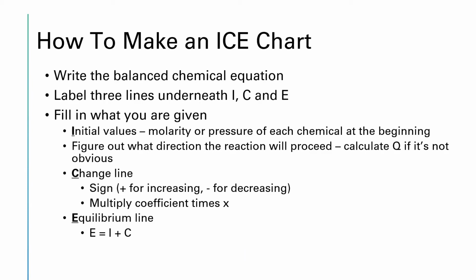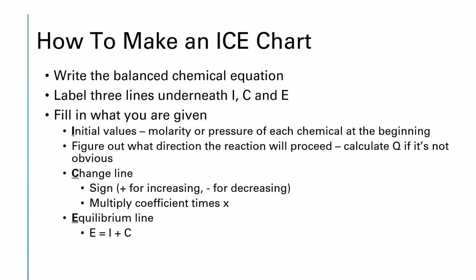To summarize how to make an ICE chart, start by writing your balanced chemical equation, and label the 3 lines underneath it I, C, and E for initial, change, and equilibrium, and then fill in what you're given. Often for the change line, it's obvious which direction it's going to go, but sometimes it's not, so you'll need to calculate Q anytime it's not obvious.